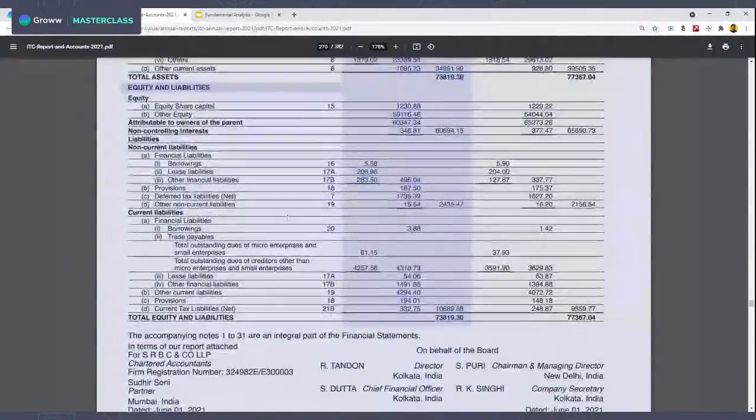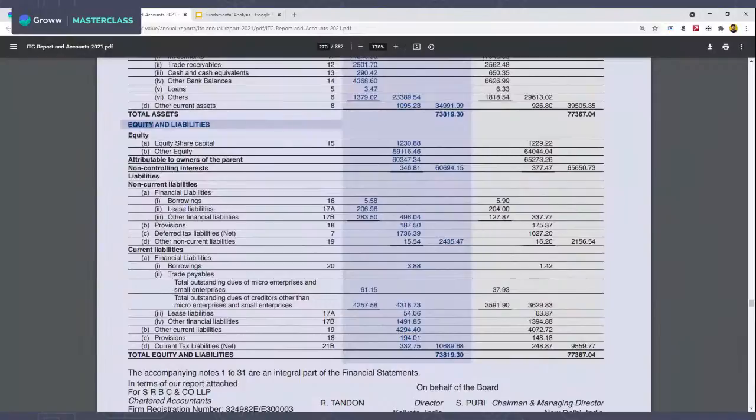Then we come to liabilities and other share equity, shareholder funds. Shareholder funds are basically equity share capital of the company, which is the total number of shares that the company has issued.